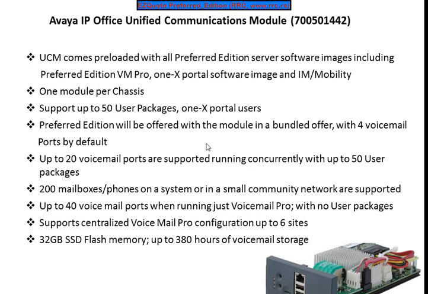Unified communication module is one of the most important parts of this edition. It is optional, but it enables installation of the 1x portal and preferred edition inside the IP Office chassis. This module could be installed in any port of the chassis, one module per chassis.